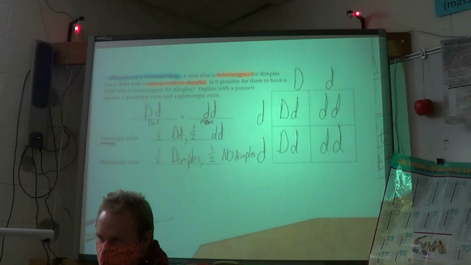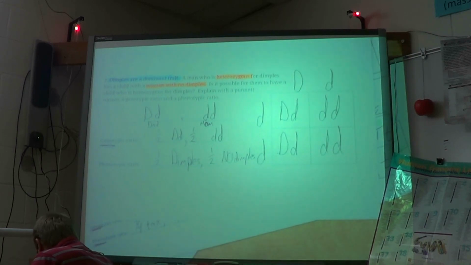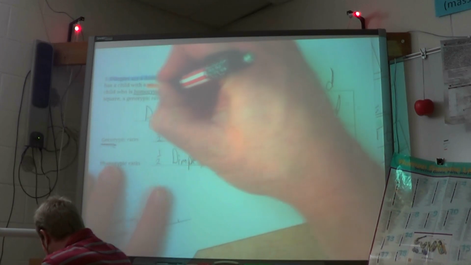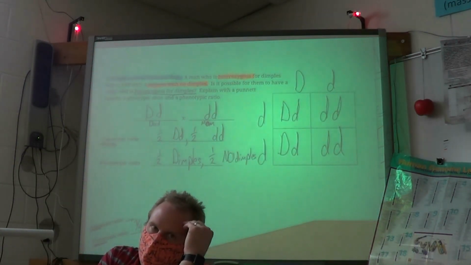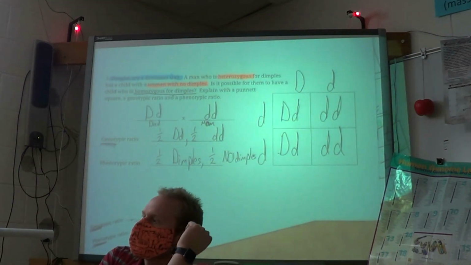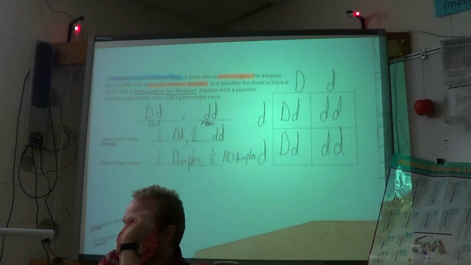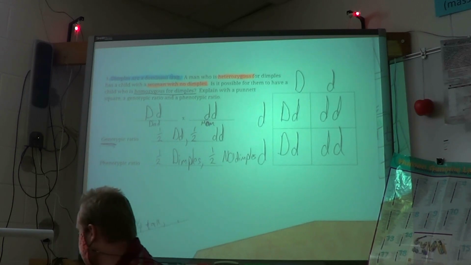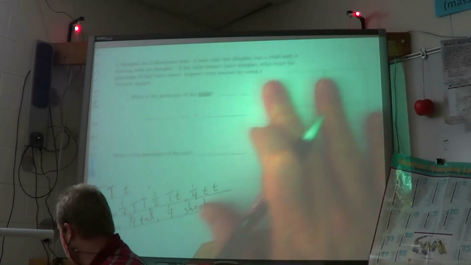Questions about these? So, is it possible for them to have a child who is homozygous for dimples? So go back to this. I kind of already said this. Homozygous for dimples. Dimples is the capital letter or lowercase letter? Capital. So homozygous means same or different. So is it possible for them to have a child that's homozygous for dimples? No. It's not possible for them to have a big D, based upon their genotypes. Okay.